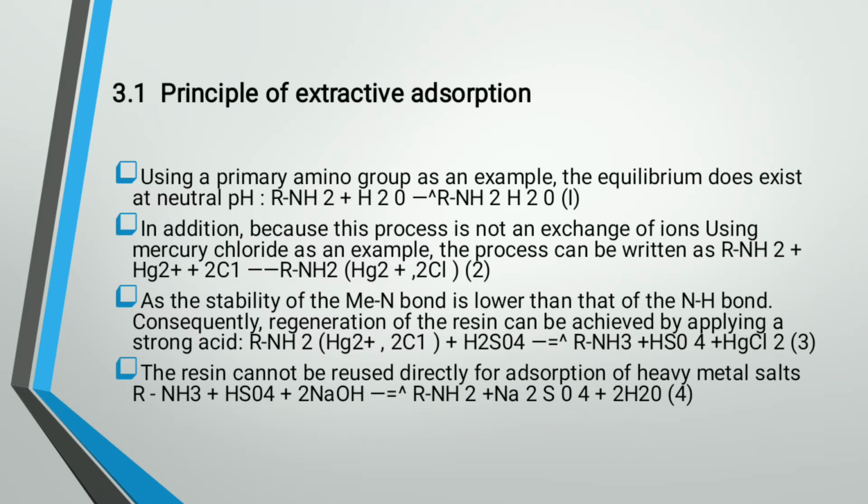As the stability of the Me-nitrogen bond is lower than that of the nitrogen-hydrogen bond, consequently, the regeneration of the resin can be achieved by applying a strong acid. The resin cannot be reused directly for adsorption of heavy metal salts. You can check the equations for adsorption for the given metals in the equations above.